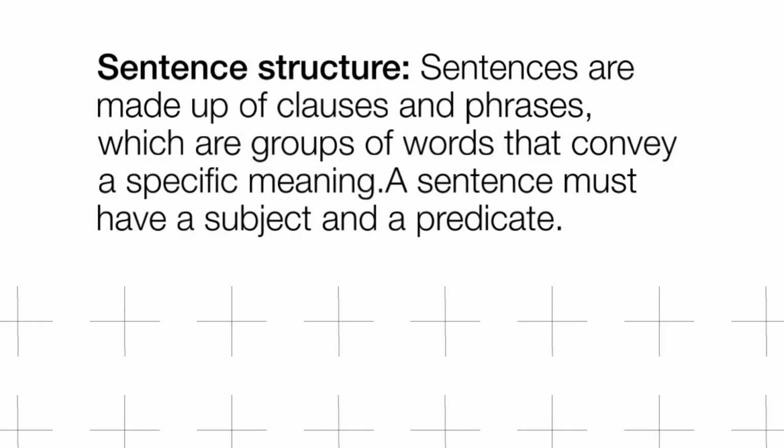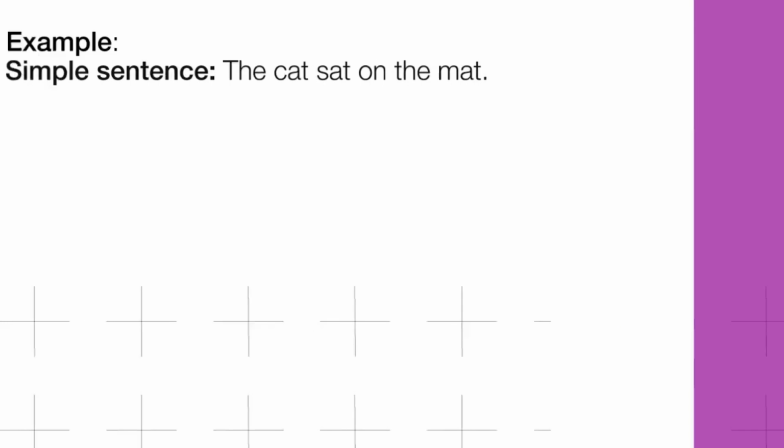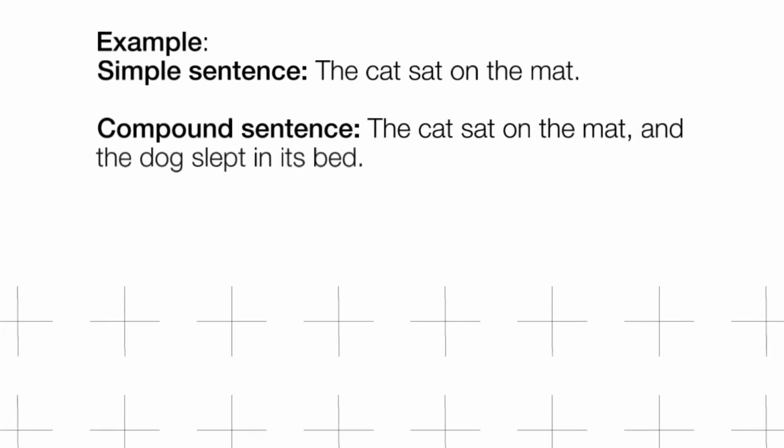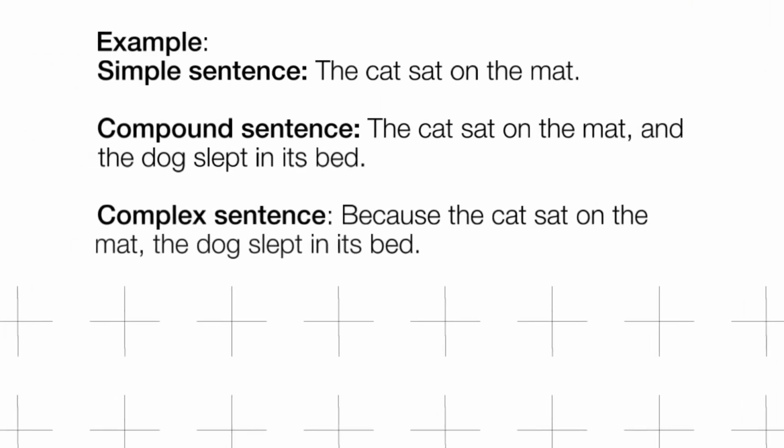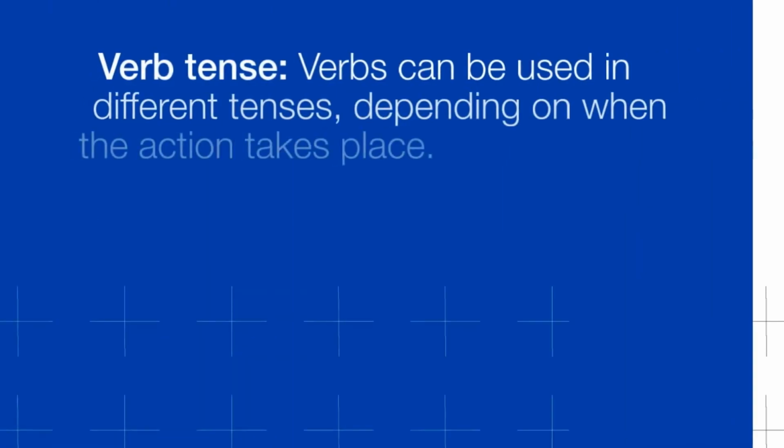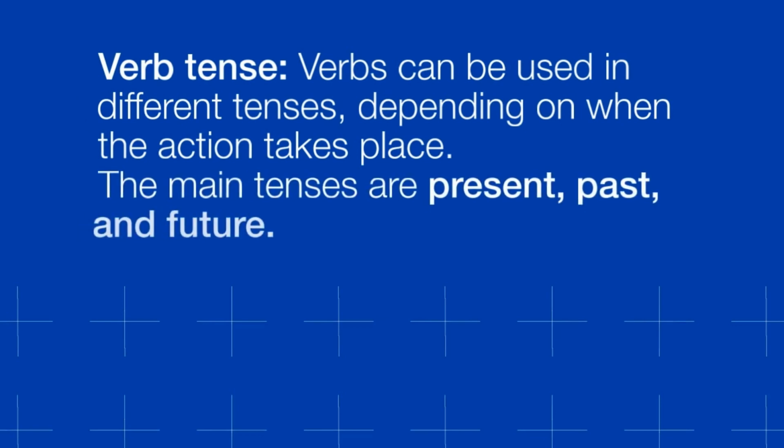Sentence structures are made up of clauses and phrases, which are groups of words that convey a specific meaning. A sentence must have a subject and a predicate. Simple sentence: the cat sits on the mat. Compound: the cat sat on the mat and the dog sleeps in its bed. Complex: because the cat sits on the mat, the dog sleeps in its bed.